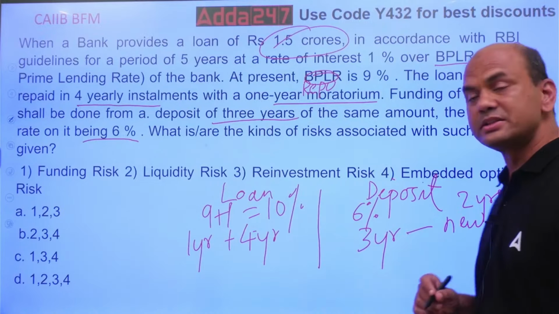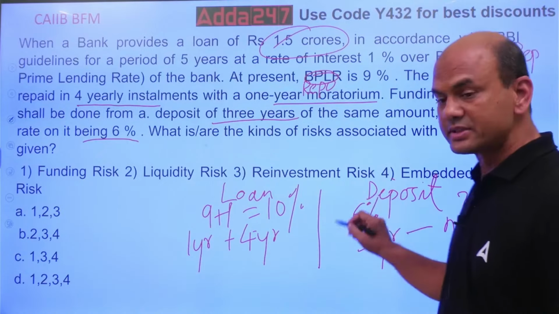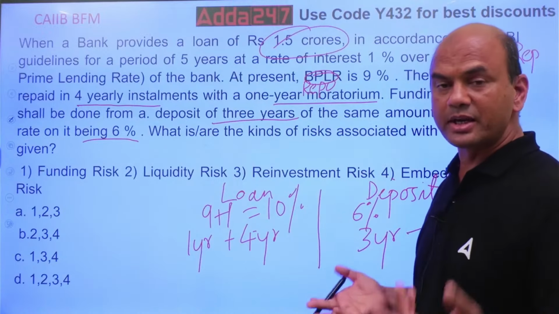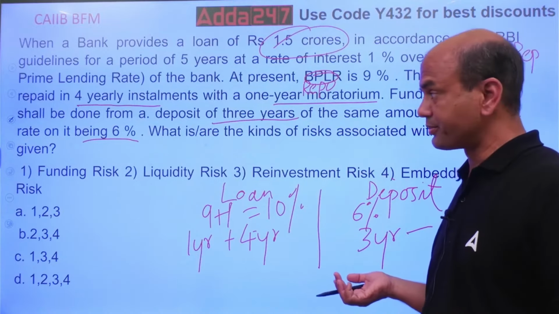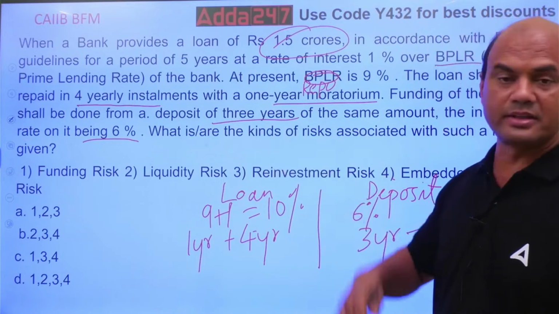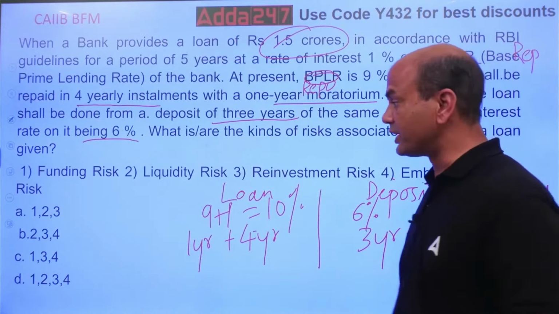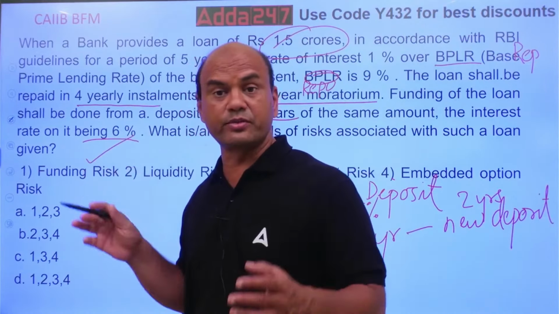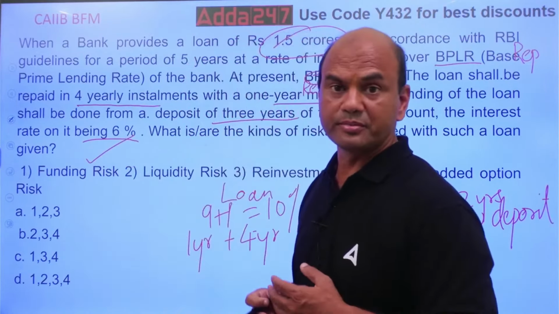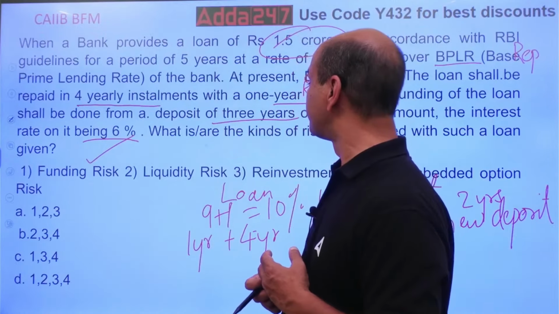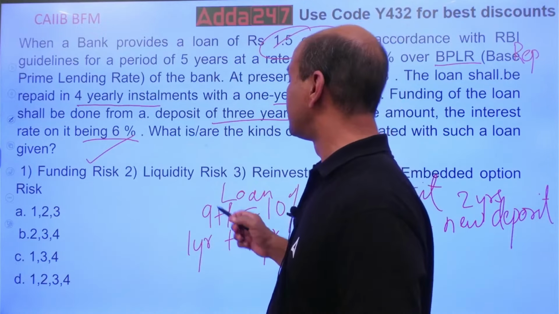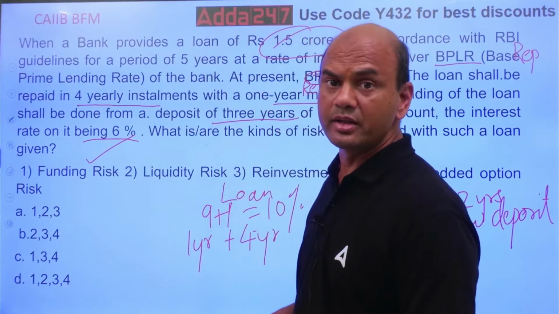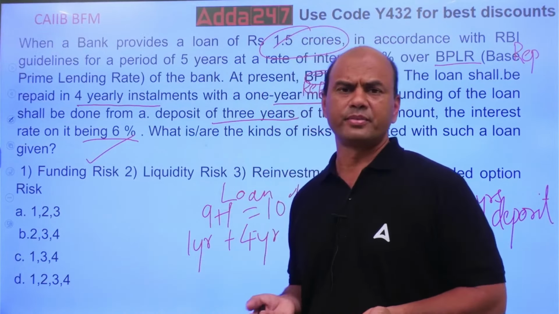But the problem is, will you get it at 6% at that time? At that time, you might get it at 7%, 8%. You don't know. So what is the risk you are facing? Are you facing funding risk? Means will you face a funds problem at that time? Then liquidity risk. Will you face a liquidity risk at that time? You might not have the required money.